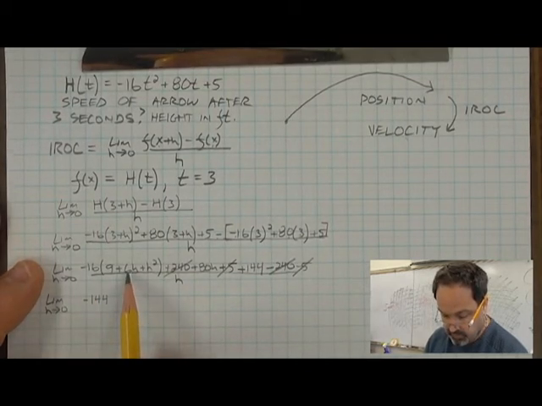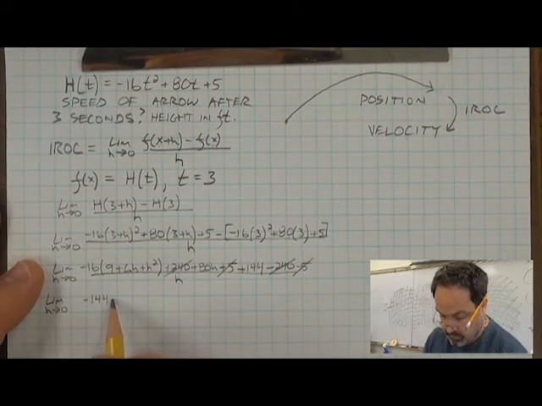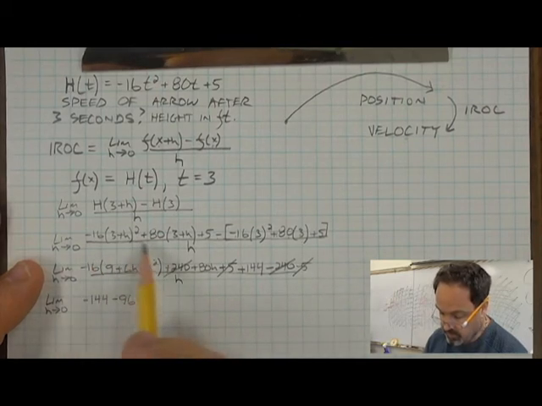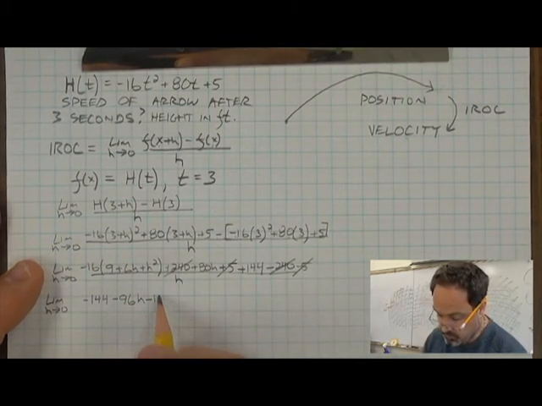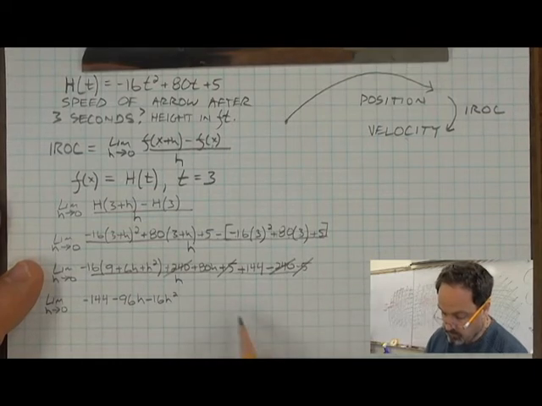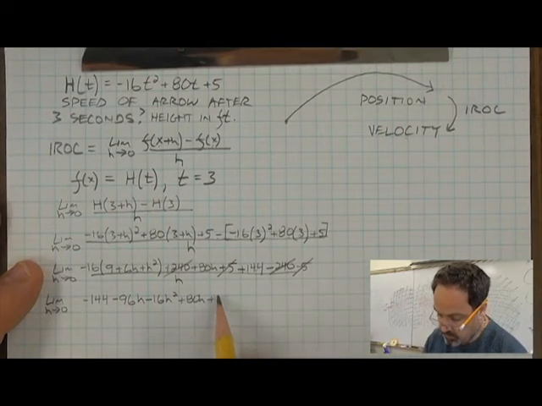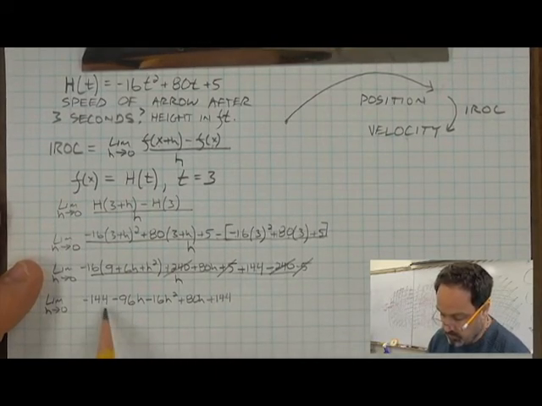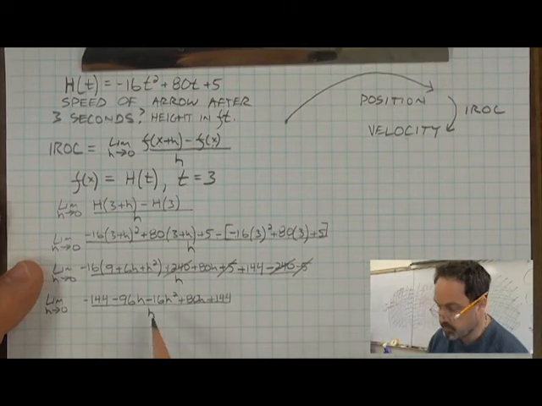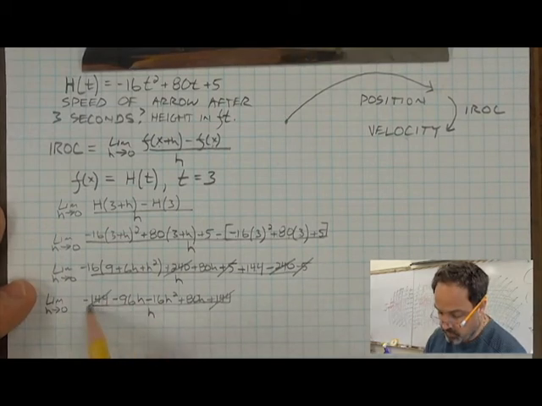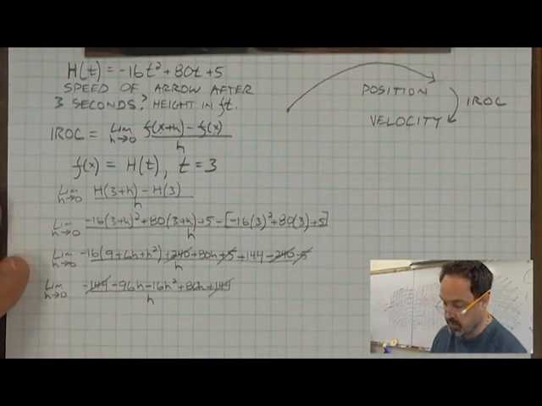Negative 16 times 6 is negative 96h. And then we have a negative 16h squared. Positive 80h is still around, and this positive 144 is still around, and we're still dividing by h. Okay, we have a positive 144 and a negative 144 that can immediately cancel.